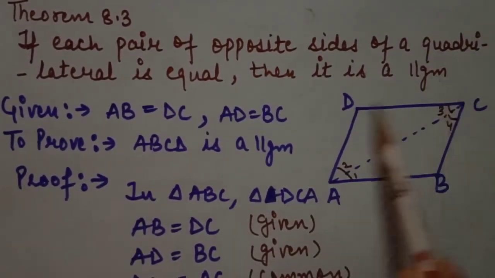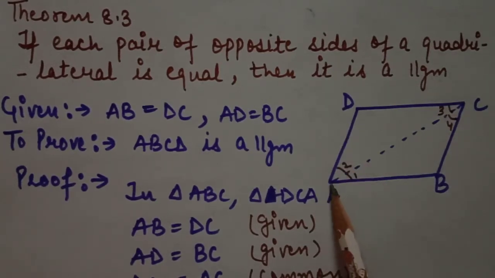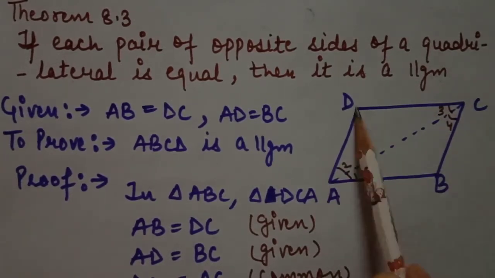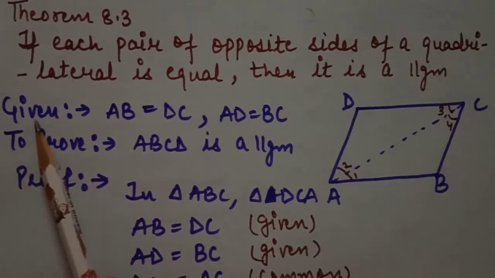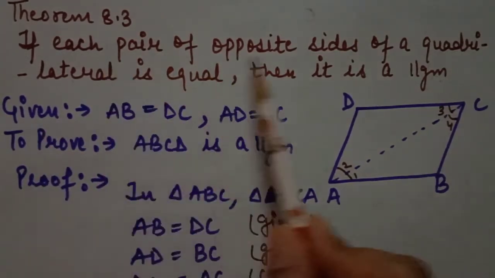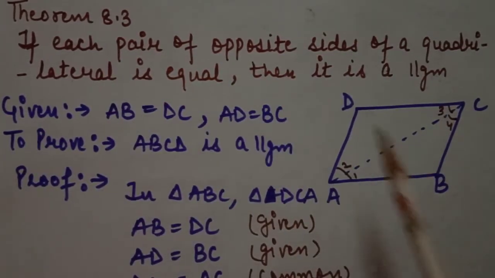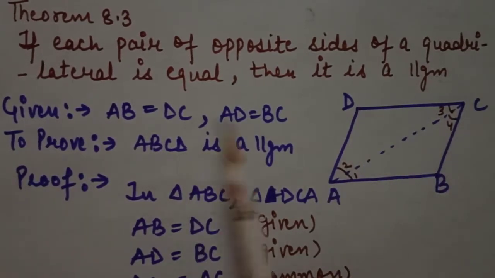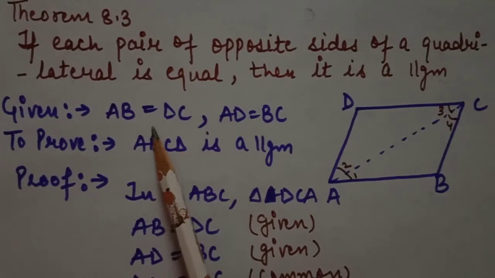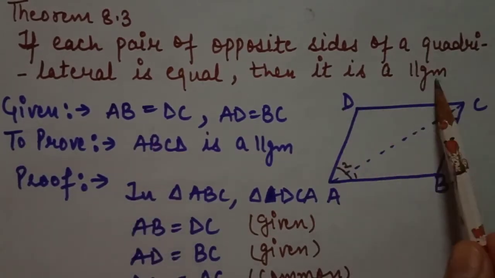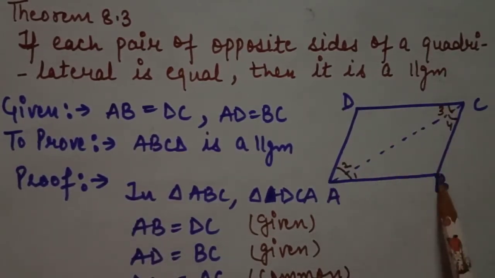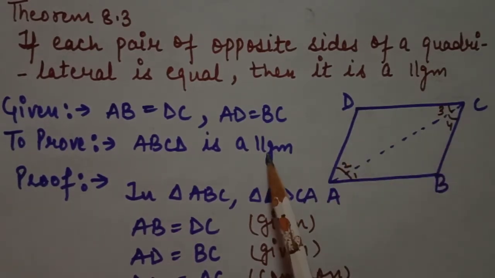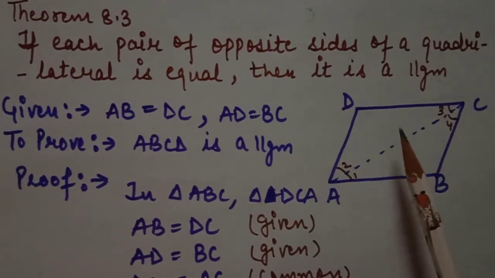First of all, we will draw a parallelogram ABCD. What is given in it? Each pair of opposite sides. It means AB is equal to DC and AD is equal to BC. It is given. Opposite side pair is given. We have to prove that it is a parallelogram. It means we have to prove that ABCD is a parallelogram.